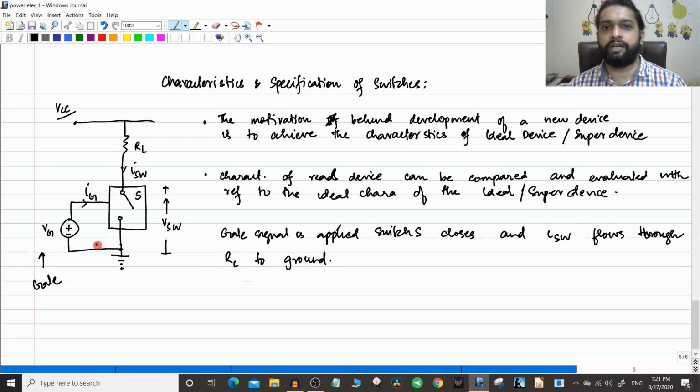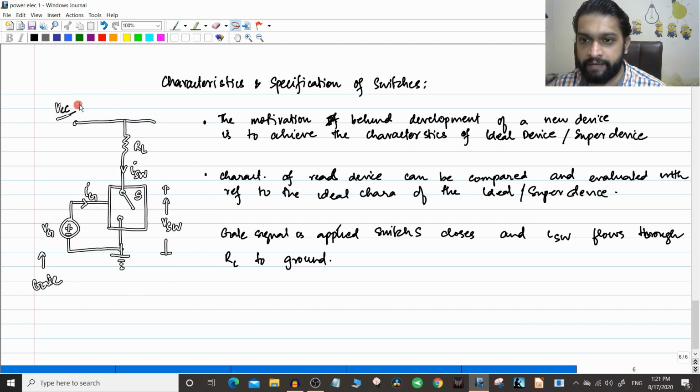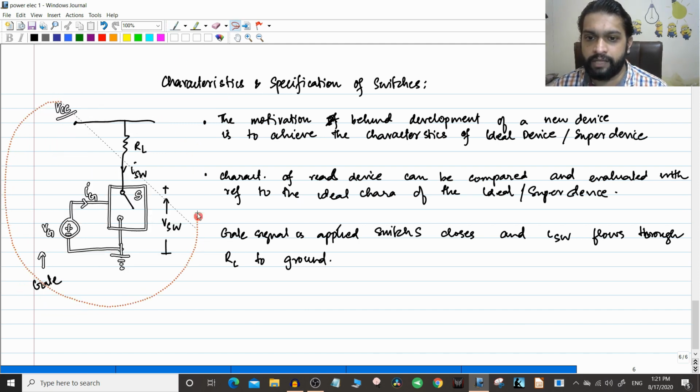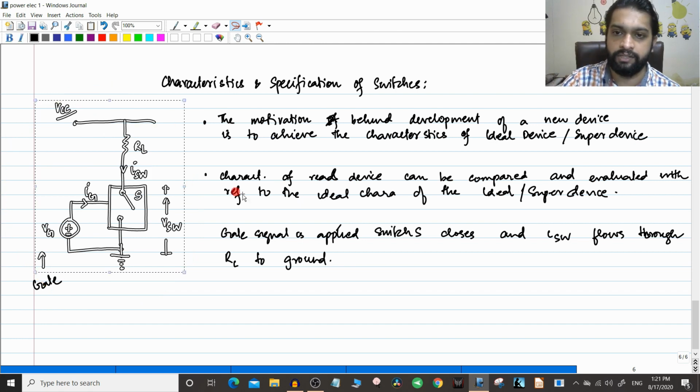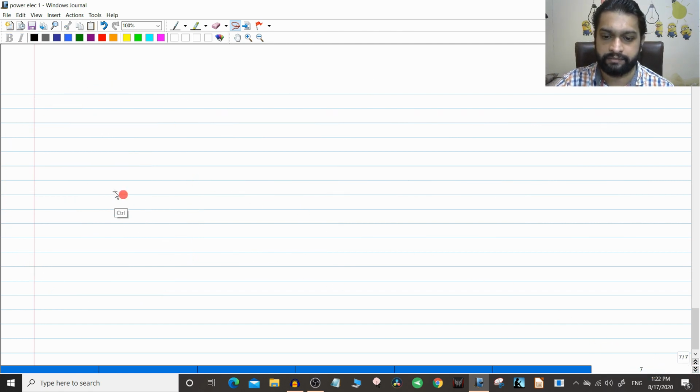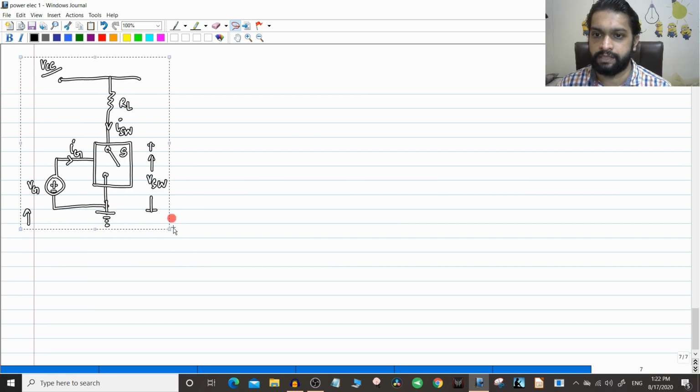So I have already told you, in power electronic devices you are having controlled devices also. Other than diodes, all other devices are controlled devices. So whenever you are applying a gate signal, the device will turn on or turn off based upon the biasing conditions also. So first we have to see on state characteristics. What are the ideal on state characteristics? So we will take this diagram to the next page and we will start understanding what are the ideal on state characteristics, right?